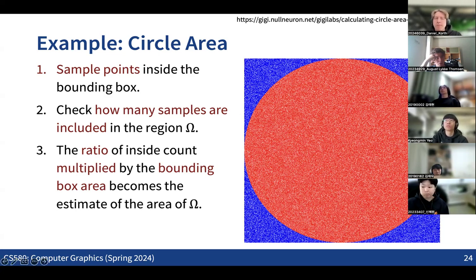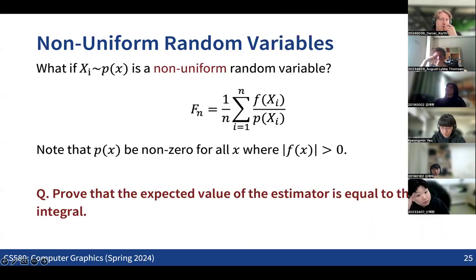So this is a very simple idea of the Monte Carlo method. And here the question might be: do we really need to take the samples from the uniform distribution? What if we sample not from the uniform distribution, but from some arbitrary probability density function?